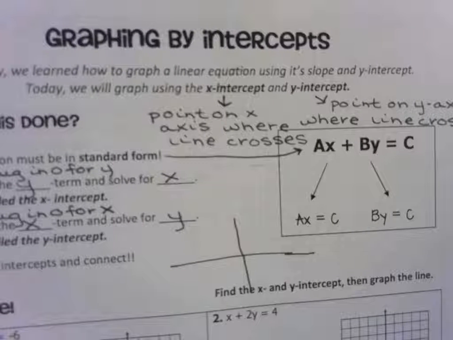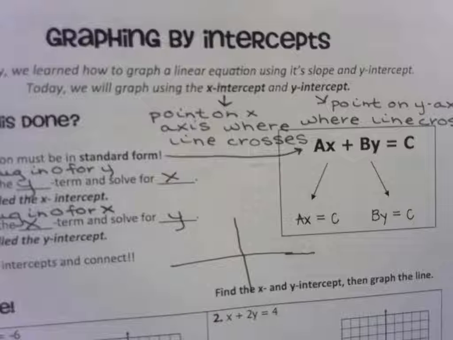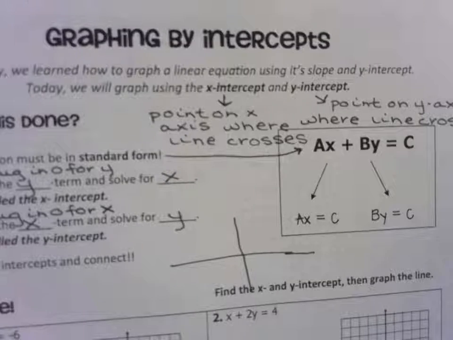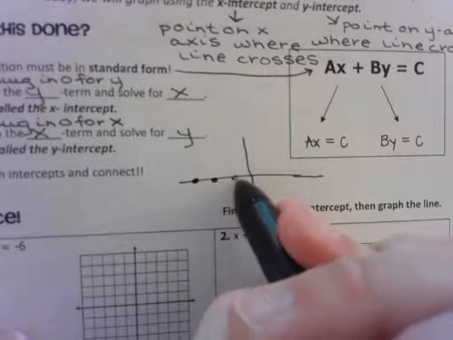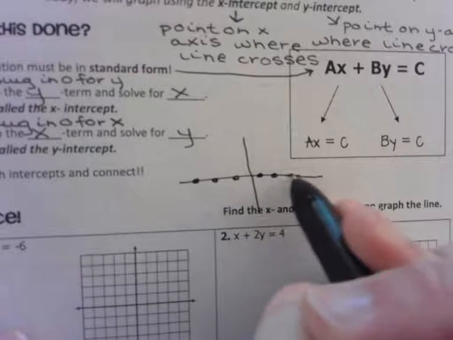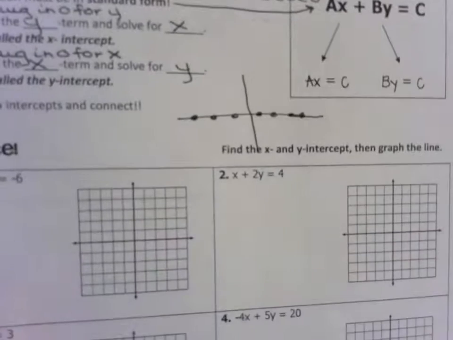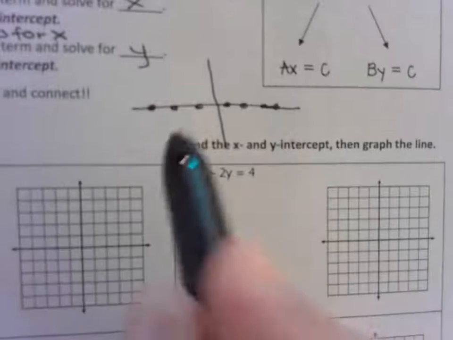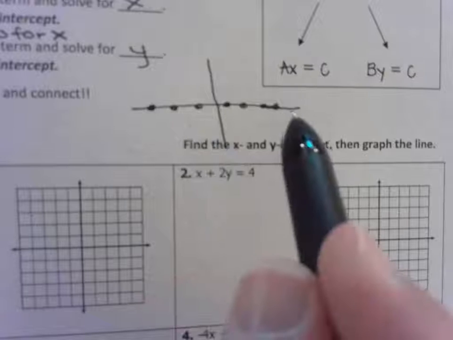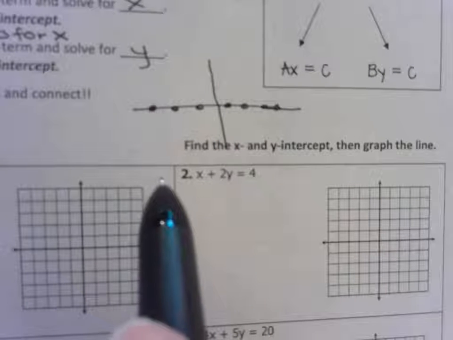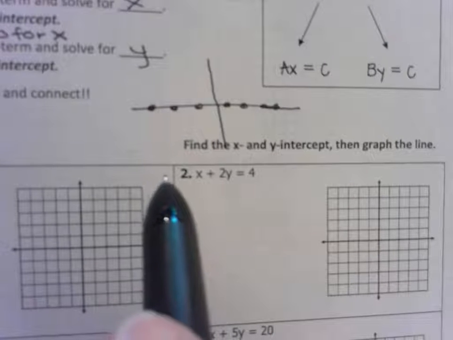If I graph the x-intercept, it has to be a point on what axis? The x-axis. So if I pick any point on my x-axis, what do I know is true about any point on the x-axis? Think about these ordered pairs. What would be true about any point on the x-axis? Not necessarily cross through y. Think about the ordered pairs.